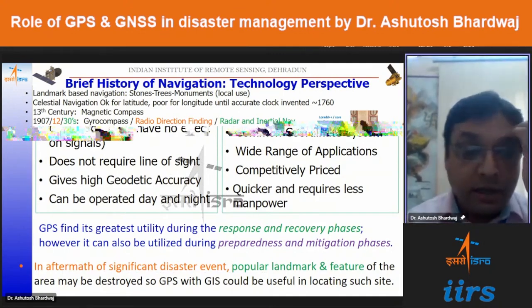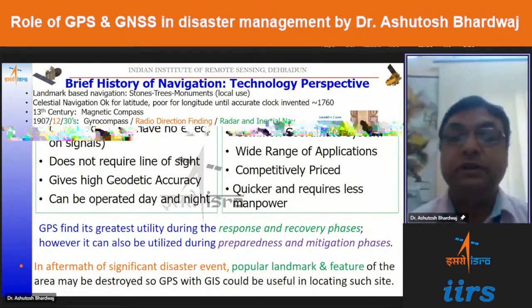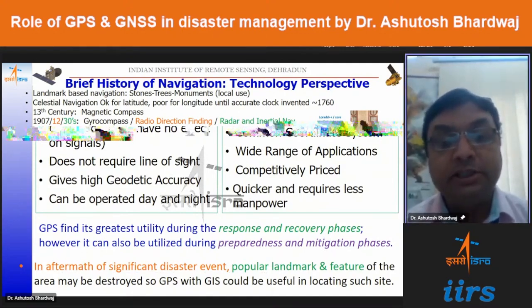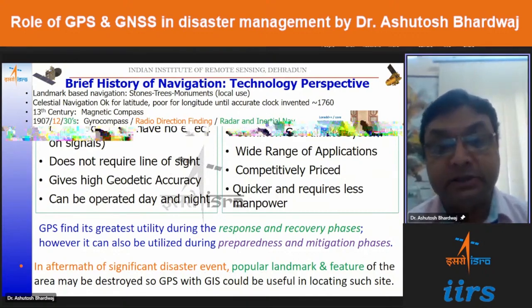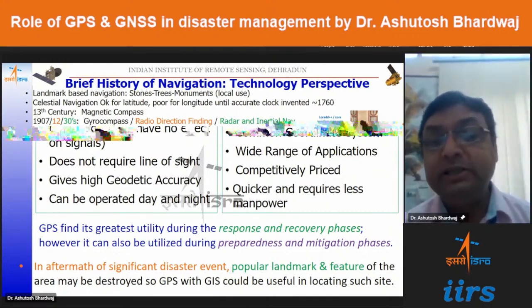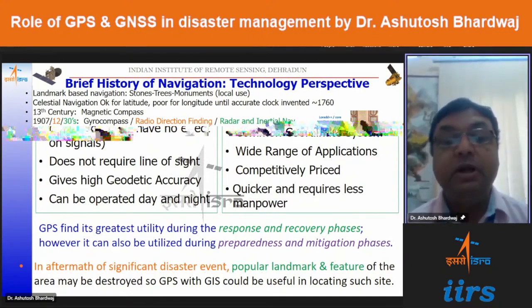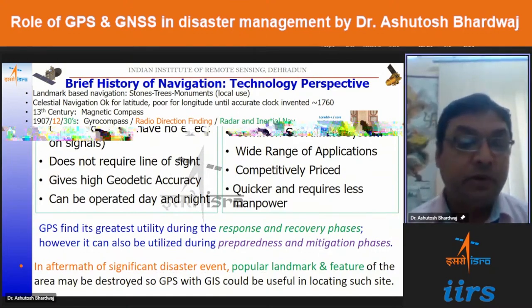Then a change came in the market, as smartphones came into every hand, and in the smartphone, Samsung and Huawei brought the capability to track carrier phase measurements. That means we get carrier-based solutions. So it has become very easy to get very high accuracy using smartphones itself. You need not carry a handheld GPS now.